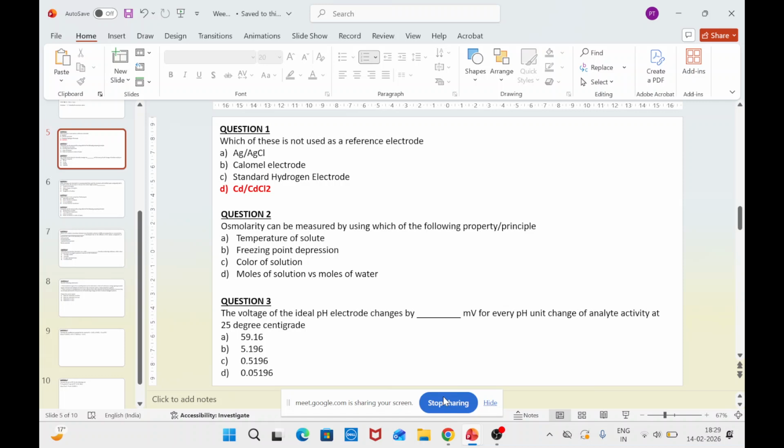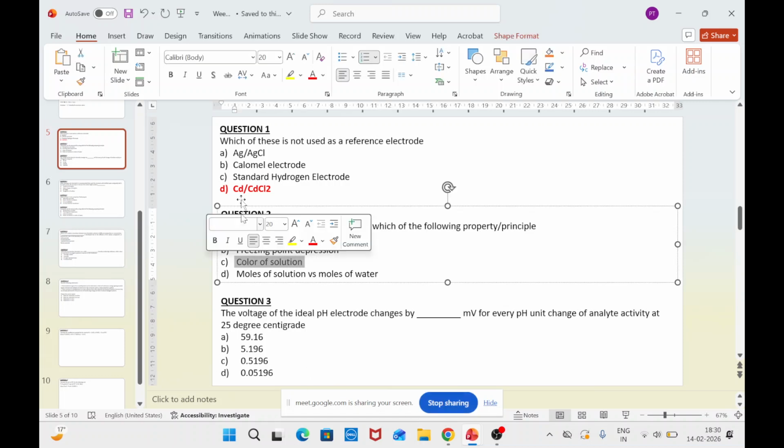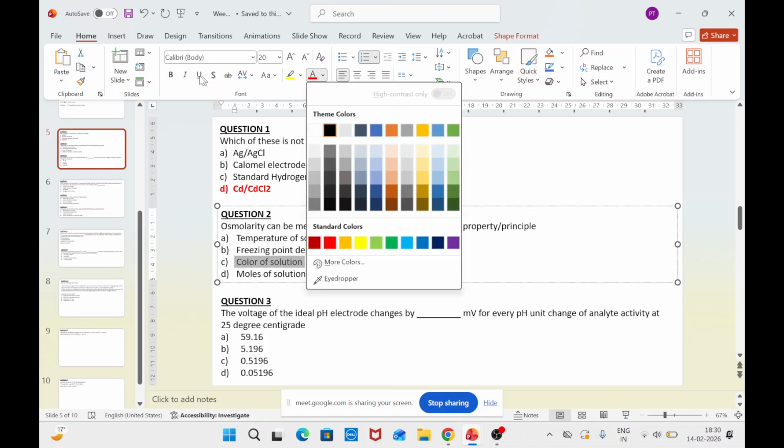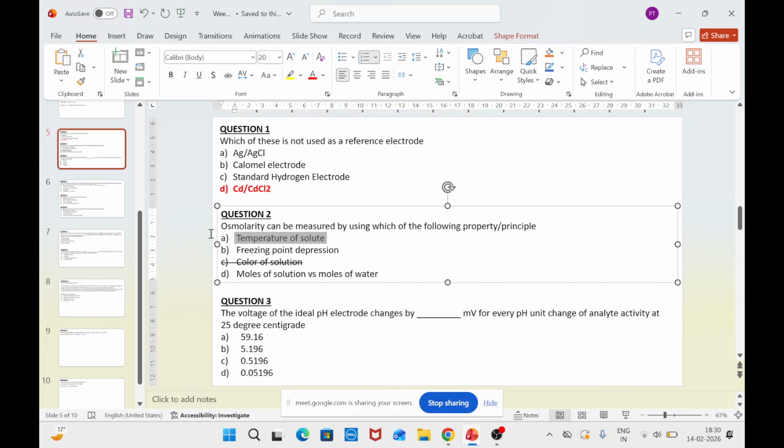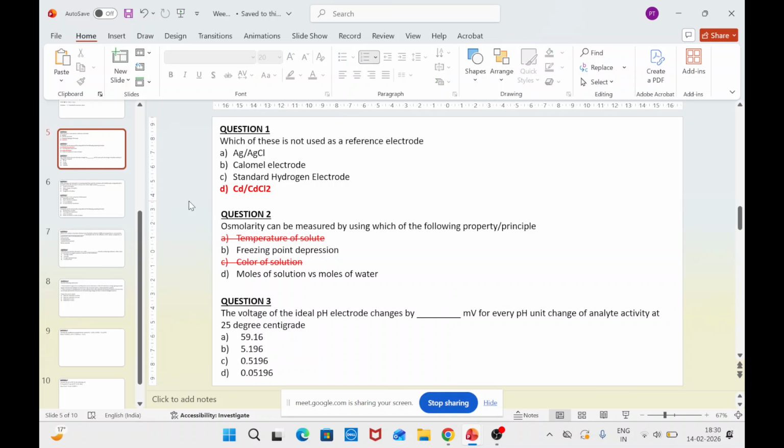So it is clear that color is not going to be an answer, and the temperature also is not going to be an answer, because by measuring the temperature of the solute you do not actually have any understanding of the osmolarity. So those two are cut from the options, because the color of the solution is just a qualitative measurement and not a quantitative one. Let me just highlight. Now there are two options. One is freezing point depression and the other is the moles of solution versus moles of water.